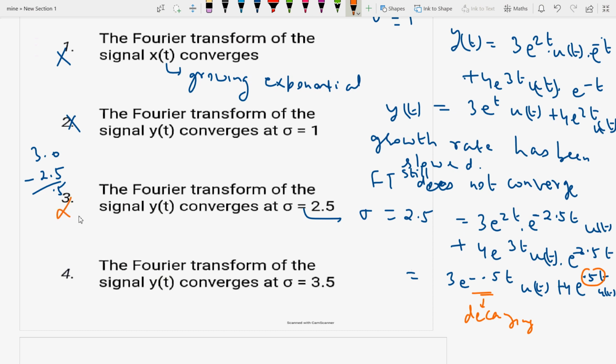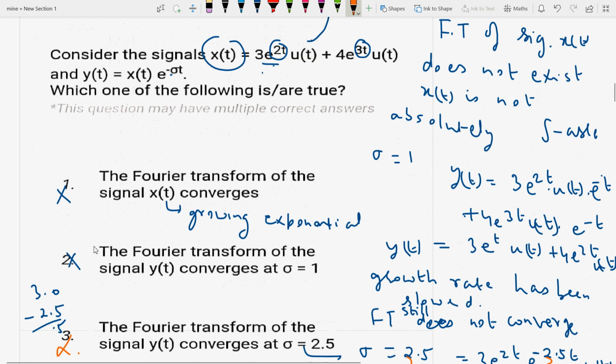It will still not converge. Again, when you put sigma equal to 3.5 here, it will come out as minus 1.5t and minus 0.5t. So now the signal decays exponentially completely and therefore the Fourier transform converges. So fourth is the right option.